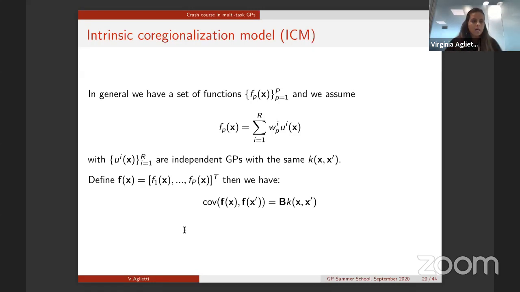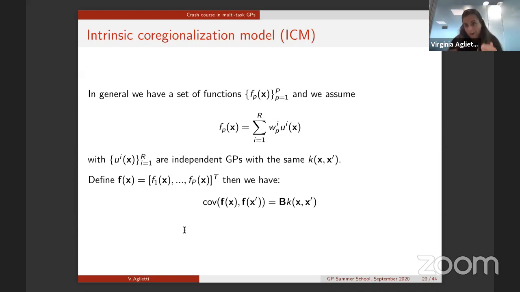So once again, we can write the covariance structure between the functions at any two points x and x prime as a product of a coregionalization matrix and the kernel of the latent function, which in this case is assumed to be the same for all of the latent functions.